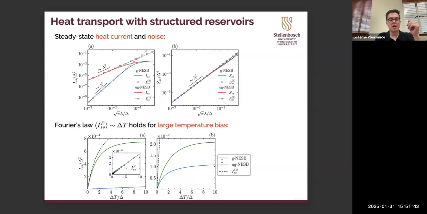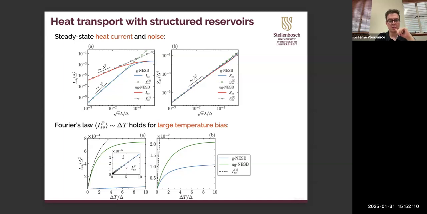But interestingly, in the weak coupling limit, we find that even in the regime where delta T can become quite large, the heat current still obeys Fourier's law, even quite far away from the linear response regime, which I wasn't exactly sure how to interpret, but is potentially interesting.